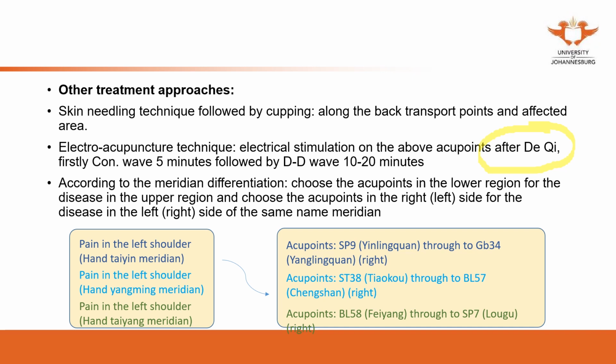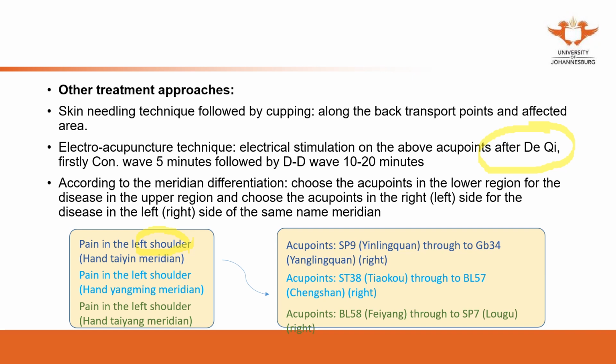According to the meridian differentiation, there are different approaches to select the points. For example, from the classics, sometimes we can treat the left side from the right side, and the right side from the left side. We can treat the upper body from the lower part of the body, and the lower part of the body from the upper part. For example, for pain in the left shoulder, limitation of the shoulder, we can use the points on the leg.